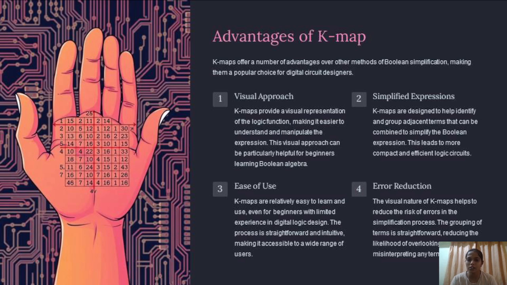The third one is ease of use. K-maps are relatively easy to learn and use, even for beginners with limited experience in digital logic design. The process is straightforward and intuitive, making it accessible to a wide range of users. And the last one is error detection. The visual nature of K-maps helps to reduce the risk of errors in the simplification process. The grouping of terms is straightforward, reducing the likelihood of overlooking and misinterpreting any terms.